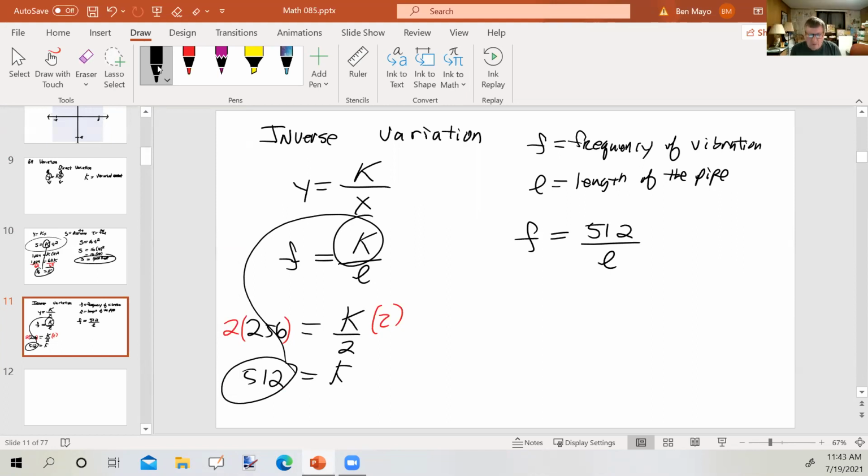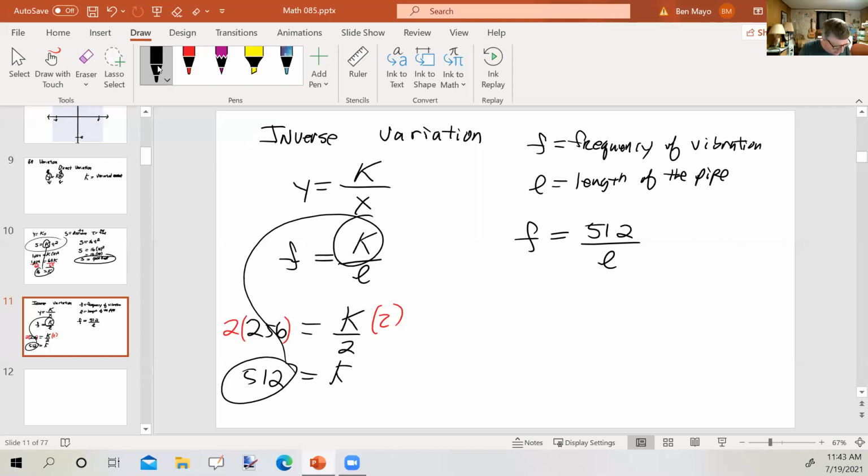So again, we went through and read the problem, which took me a while to get it right. We identified what the variables were. We set up our formula, F equals K divided by L. We plugged in the given information to determine K. We then replaced K with the 512.